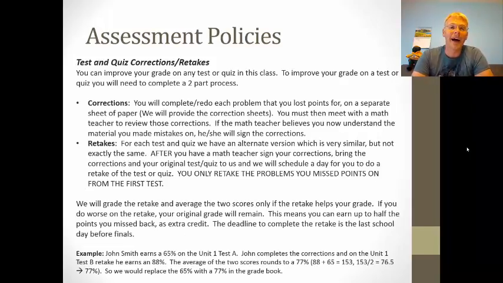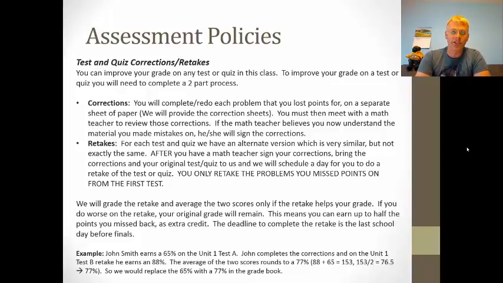Now, let's talk about corrections/retakes. In other words, getting points back on your tests and quizzes. We do not believe that it's in your best interest to take a test or a quiz once, and if you fail it, to give you no opportunity to improve that grade. There's no motivation there for you to go back and make sure you learn the material you missed. So what you need to do to improve your grade is a two-part process.